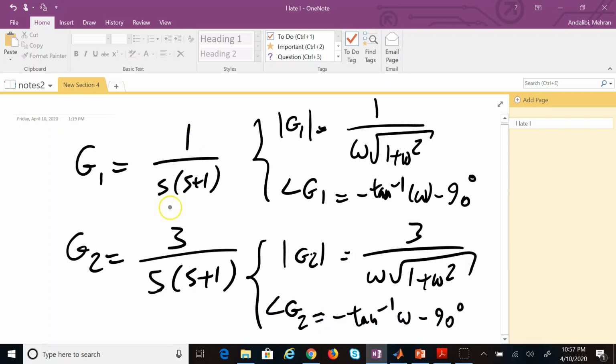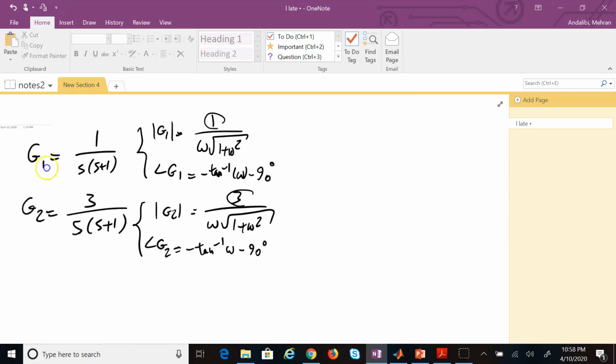So if you multiply a transfer function by a constant number, the phase is not going to change, only the magnitude is different, right? Even if you take 20 log of that, it's going to be 20 log of 1 versus 20 log of 3, right? So what does it mean in terms of Bode plots?